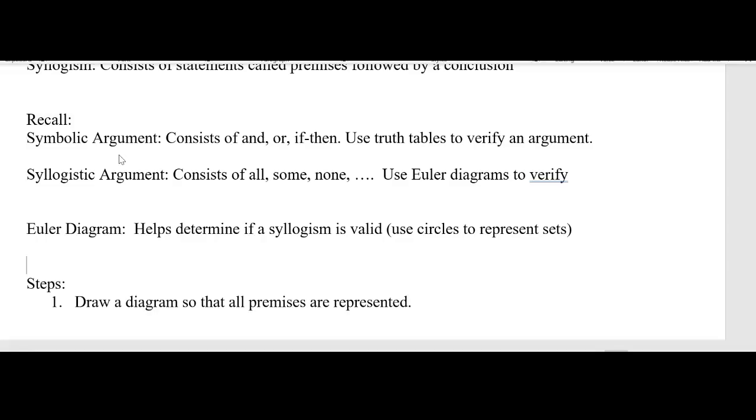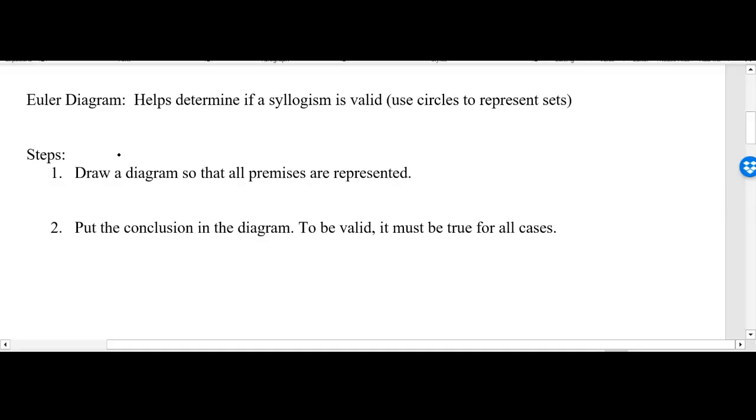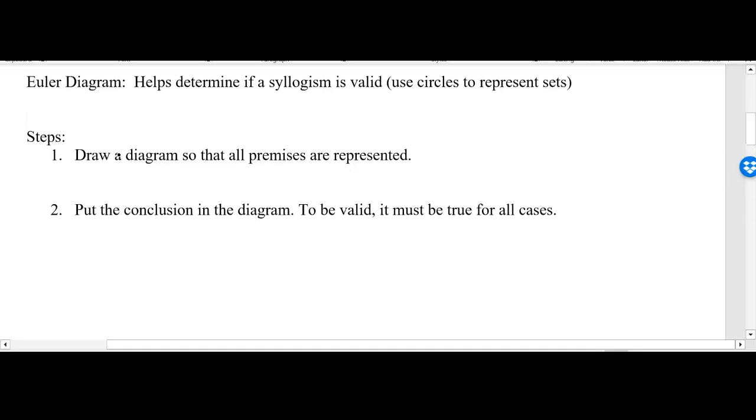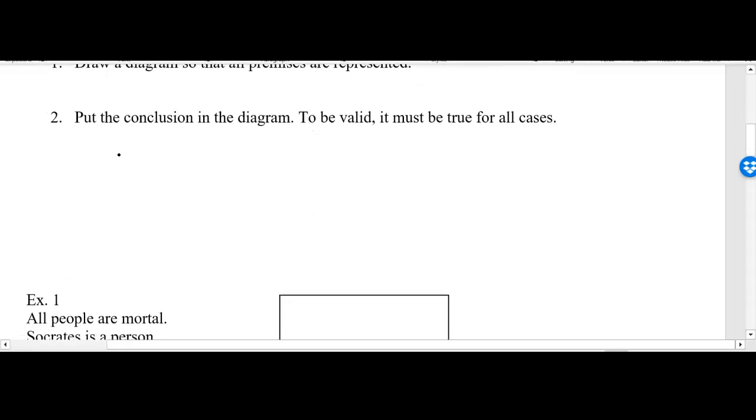Now, we did some of this. This is really an extension of what we did in the critical thinking chapter, where we were doing premises and conclusions and drawing diagrams. We're going to be doing this again for this chapter, so I'm hoping the prior knowledge from that will help. Let me just show you the steps. We're going to draw diagrams so that all premises are represented. Then we put the conclusion in the diagram, and to be valid, it had to be true for all cases. Let's try an example.